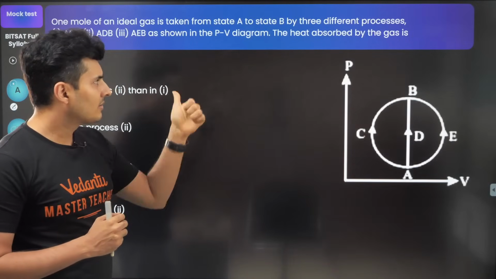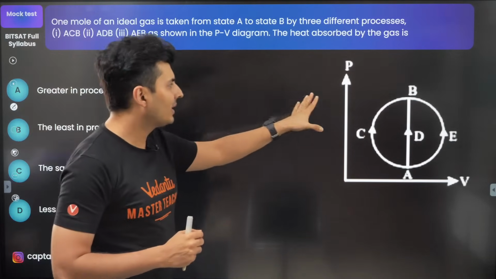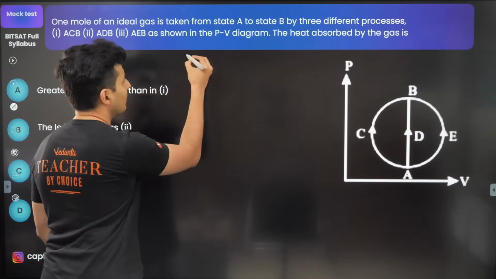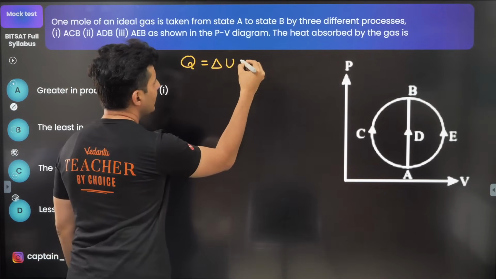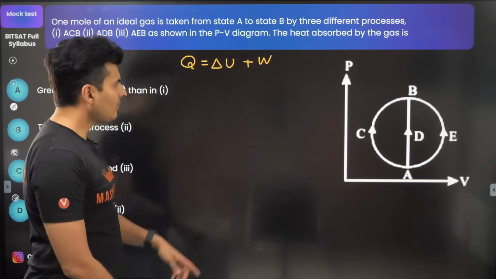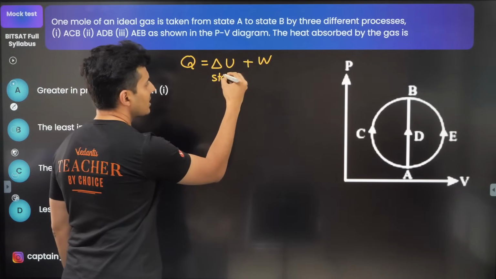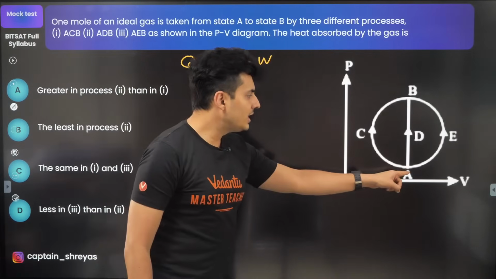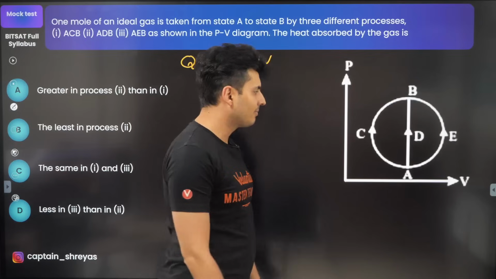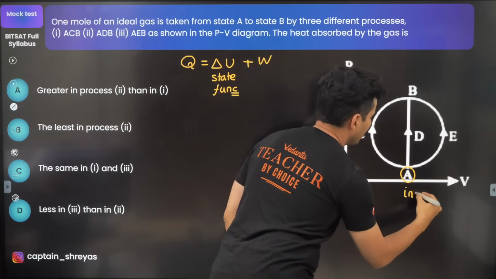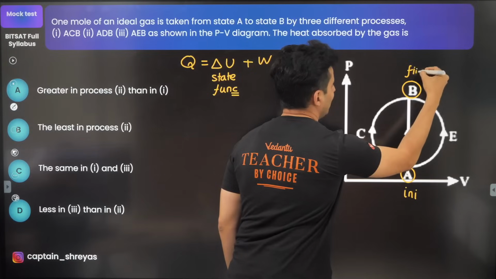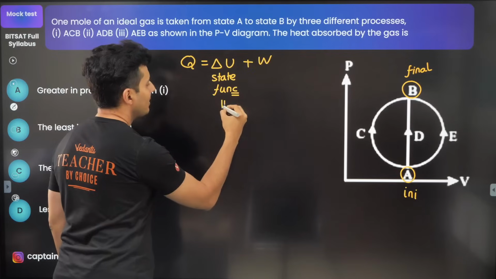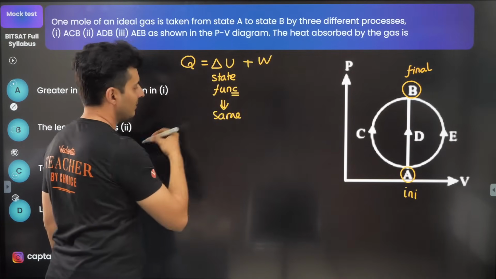Since heat is asked, okay, think about first law, because you cannot get heat directly from PV graph. You have to think about work and all of that. So think about first law. Q is delta U plus the work done. Delta U is a state function. Because it is a state function, initial and final destinations are same. This becomes your initial point. This becomes your final point. Paths are different, doesn't matter. Delta U will be basically same for all the paths.